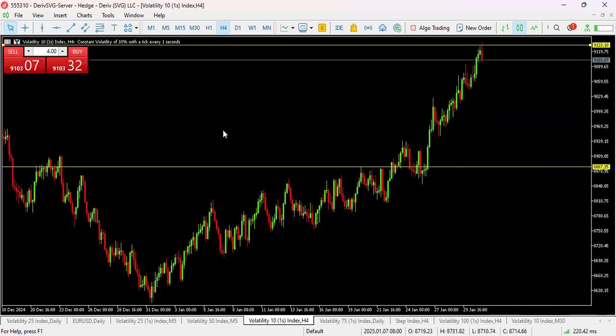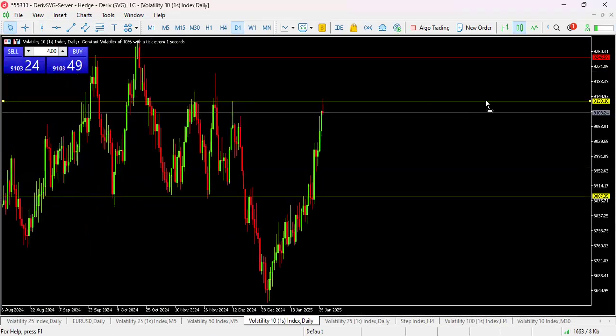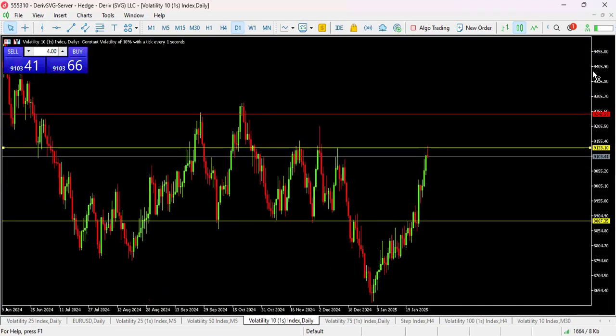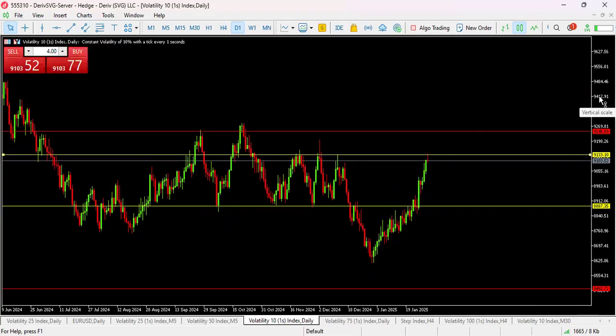And support and resistance, they have minor support and resistance, and we have major support and resistance. How do you know when a market is on a minor support and resistance? Use daily time frame or weekly. Daily or weekly will show you the major support and resistance level. Look at this place here. You can see that price is reacting.